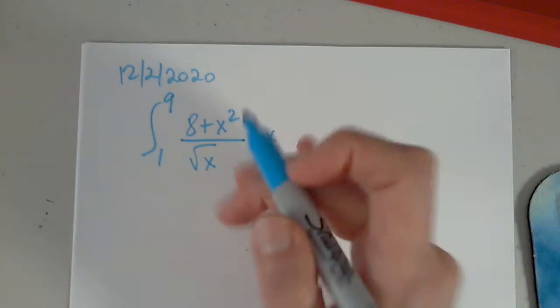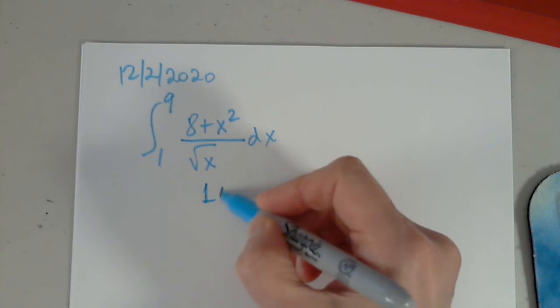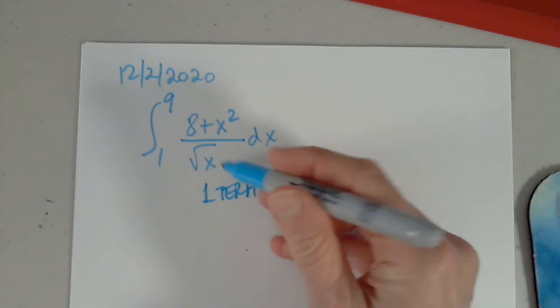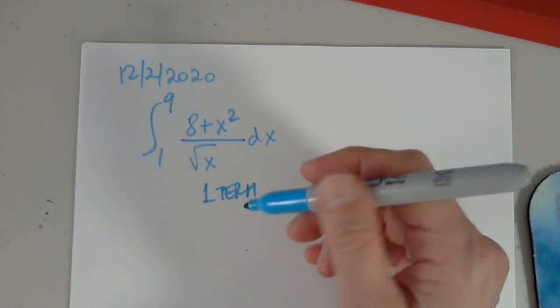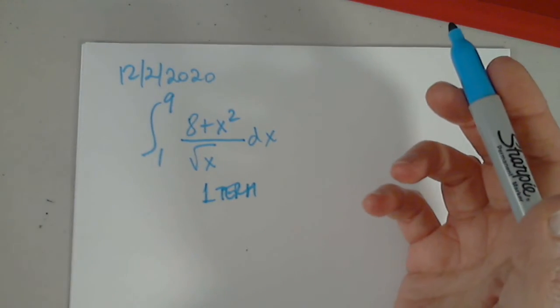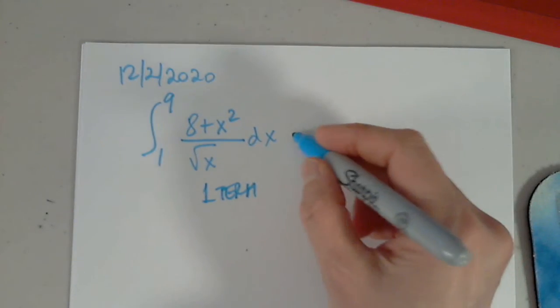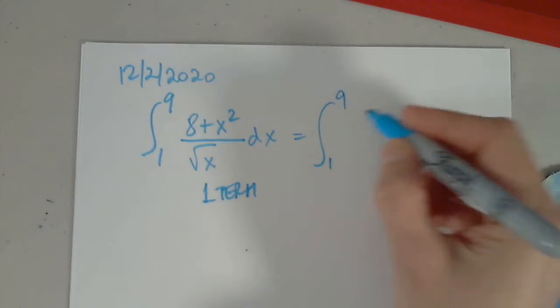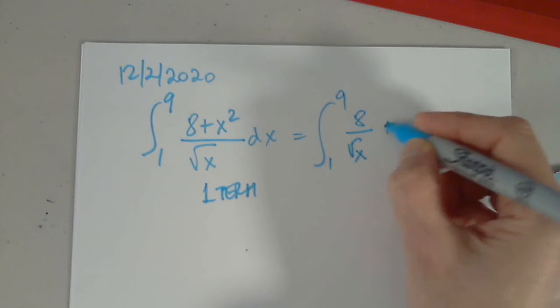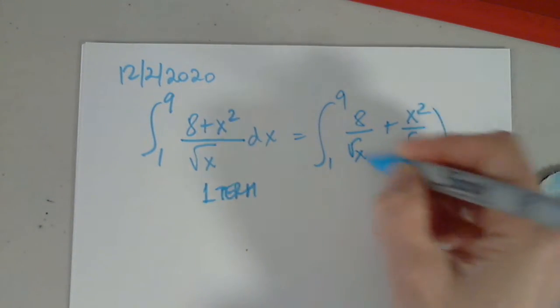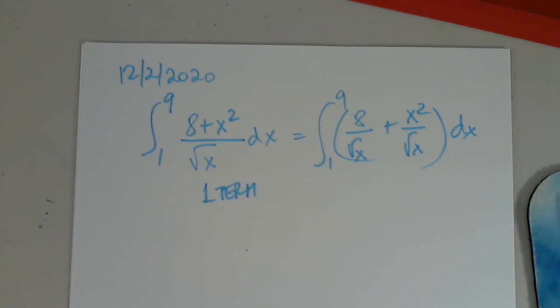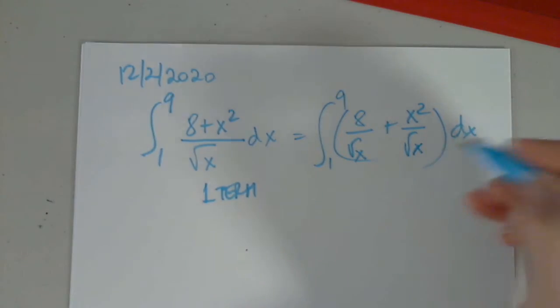Okay. So this is when the denominator is one term. You cannot call this a term because it's not part of a polynomial. Okay, one quantity, right? If it's one quantity, you will always separate it as 8 over the square root of x plus x squared over the square root of x. So we had examples like this.